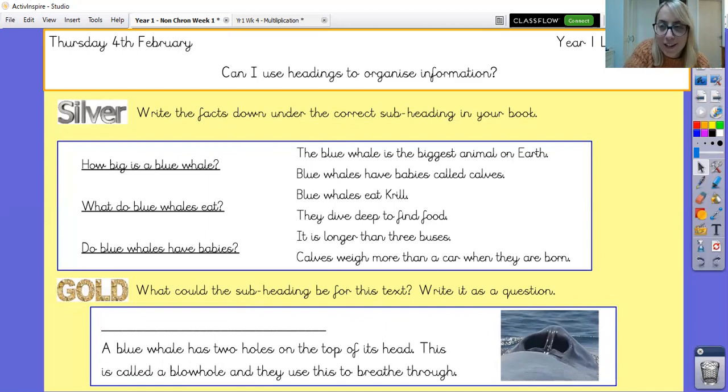Okay, what your challenge for this part is to come up with the subheading that you would put for this text. So what would the title of this information be? So it's all about how whales breathe. So what could your subheading be? And as a challenge, I would like you to write it as a question, okay, because we know that sometimes we have subheadings written down as a question. So what could the subheading be for this piece of information? You don't need to write all of this information down, just the subheading that you would put above it.